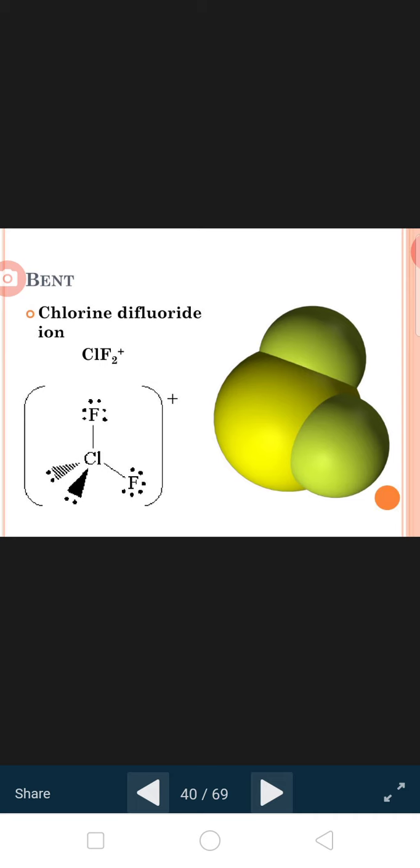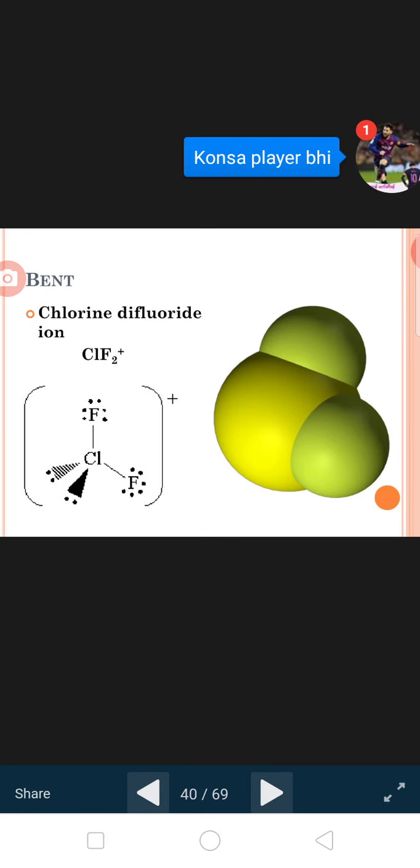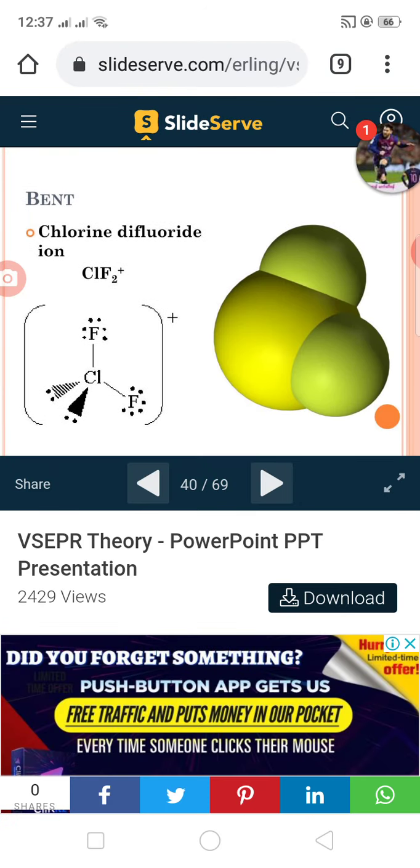Chlorine difluoride ion is a bent type geometry, as shown. Chlorine has two lone pairs, and the other two places are occupied by fluorine. They have a very small angle as compared to the bent angle.